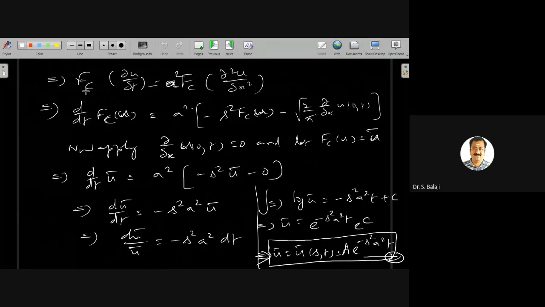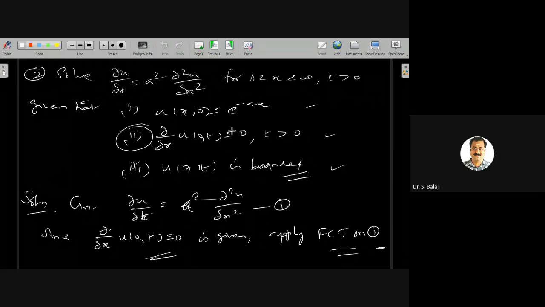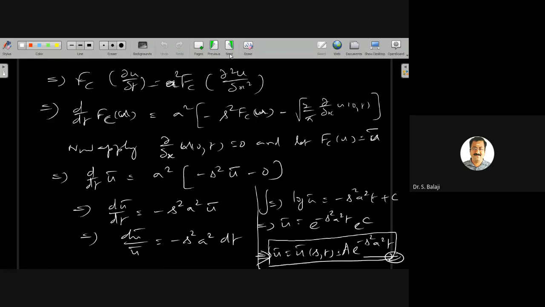Apply Fourier cosine transform: Fc of dou u by dou t on the left side. On the right side, a square into Fc of dou square u by dou x square. The left side will be d by dt of Fc of u, that is equal to a square into Fourier cosine transform of dou square u by dou x square.